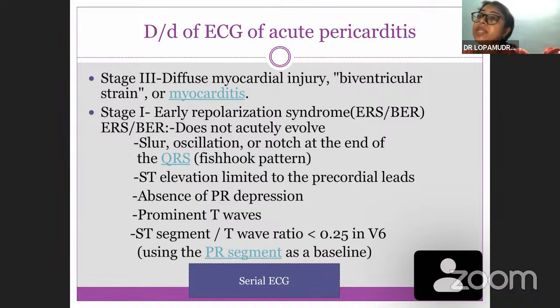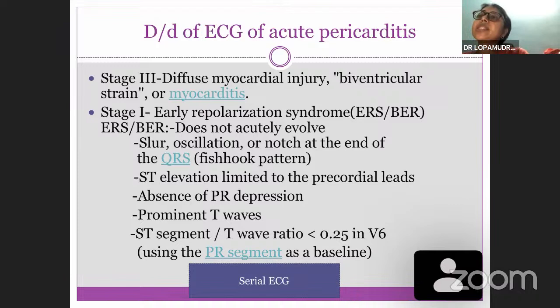STEMI usually involves a specific coronary artery pattern. Some contiguous leads will be involved, but in pericarditis diffuse involvement can be present. And PR depression will usually be absent in STEMI. But in some cases, if atrial infarction is also present, then PR depression may be present. And not all cases of pericarditis have PR depression.